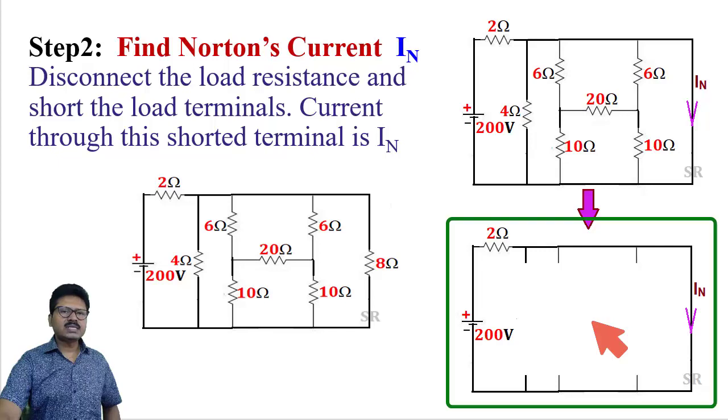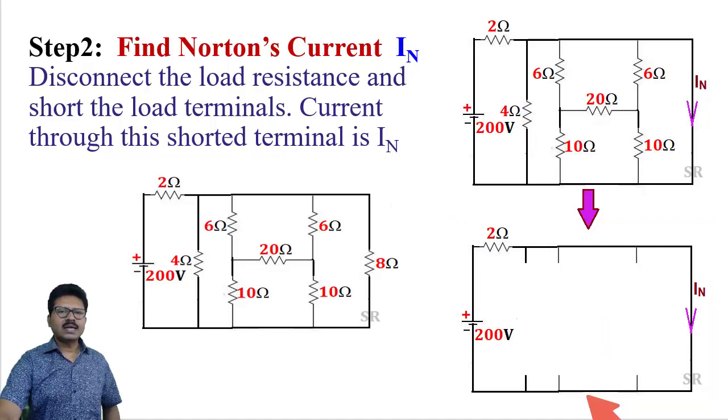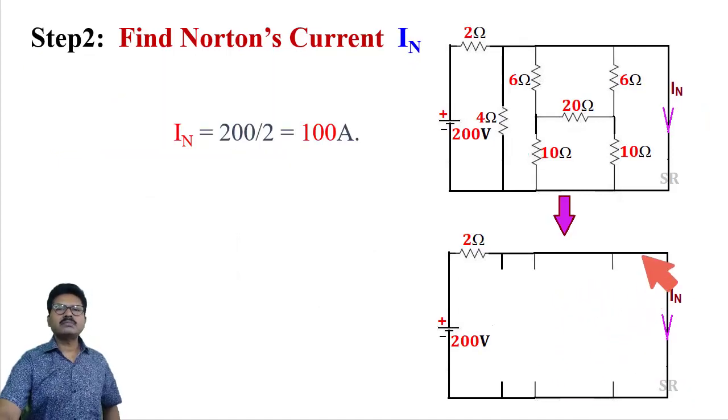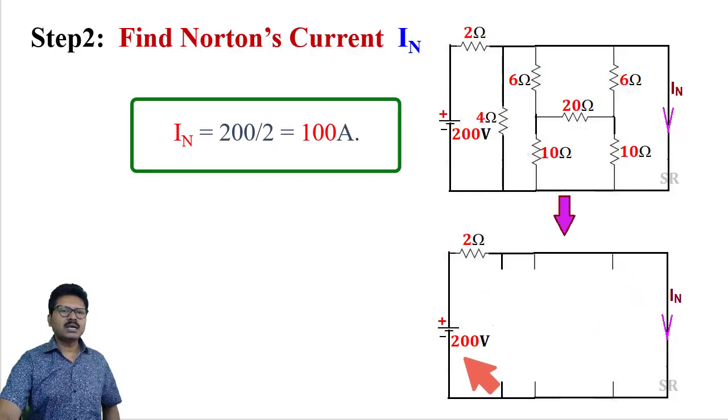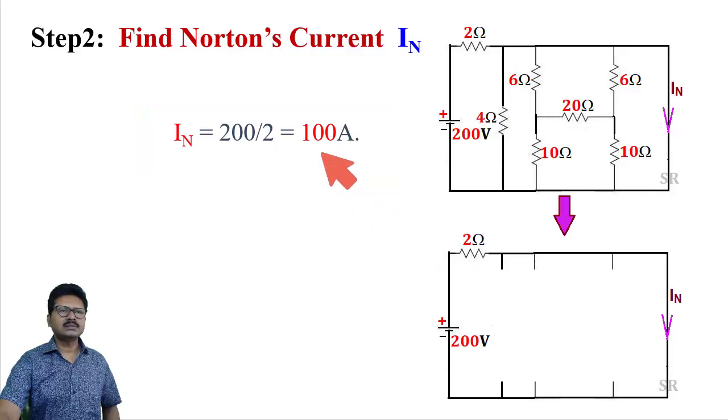We may redraw this circuit as this below circuit. So I will calculate Norton current from this circuit. Now what is the value of this current? In this circuit only a single voltage source and only a single resistance in series. So the current will be this voltage divided by this resistance, means 200 divided by 2, that is 100 ampere. So this is Norton current.